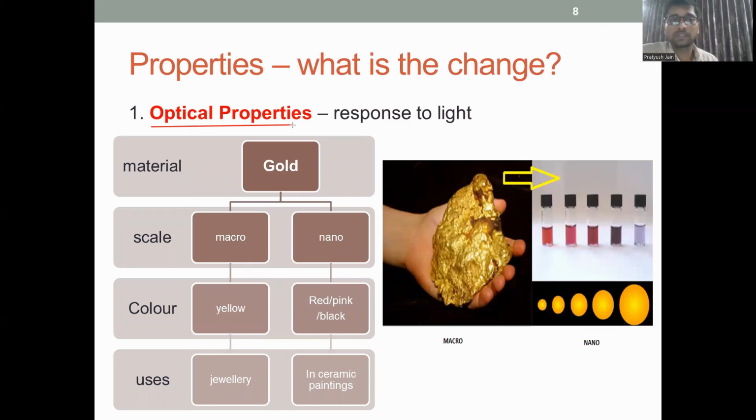The first example is gold. At macro scale, gold is yellow in color or golden in color, and it is mostly used in making jewelry. Whereas at nanoscale, gold is red, pink, black, or violet, and it is used in ceramic paintings. This is gold at macro scale. This is gold at nanoscale or nanoparticles of gold. It is red, pink, black, purple. It is used in ceramic paintings.